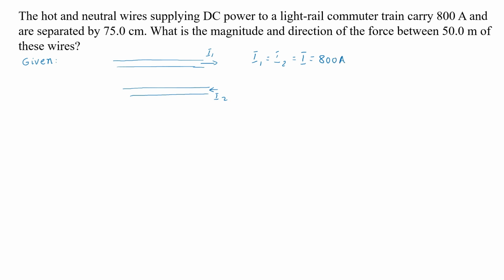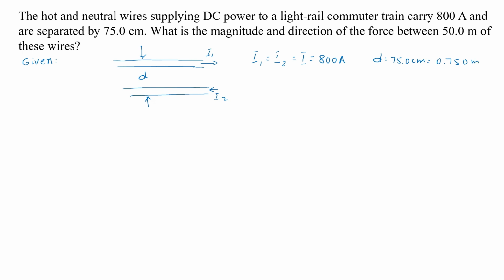And the distance between these two wires is given to be 75 centimeters. Let's represent it by d. And d will be equal to 75.0 centimeters, and that's equal to 0.750 meters.